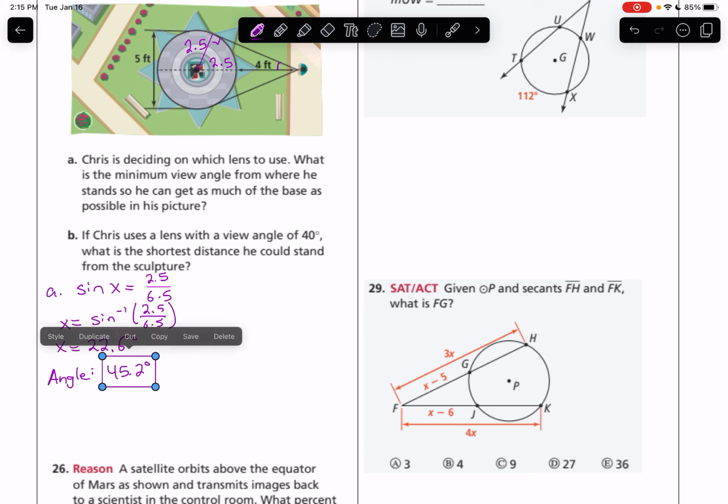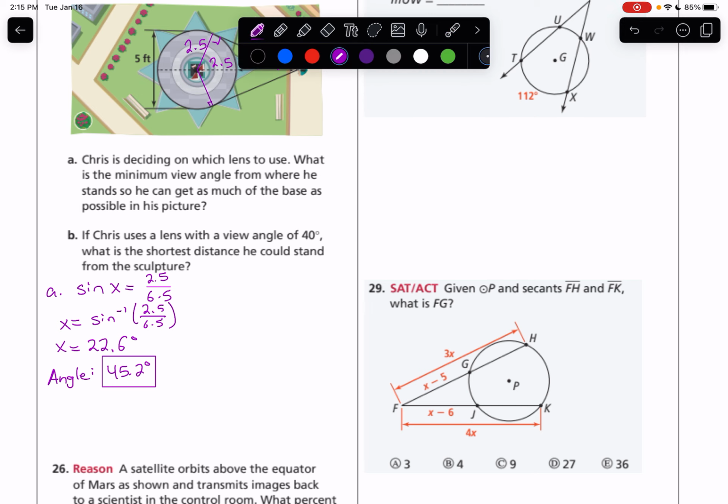For B, we have to think of a different idea. If Chris uses a lens with a view angle of 40 degrees, what is the shortest distance he could stand from the sculpture? So he's going to change this amount now. He's going to have 40 degrees, but he's going to change this amount. I'm going to use the bottom right triangle to figure out this problem. So instead of thinking of the angle as the one I just found, 22.6, I'm going to think of this angle as half of a 40-degree lens angle, or 20 degrees. So if that's 20 degrees, I still know that the radius of the sculpture is 2.5.